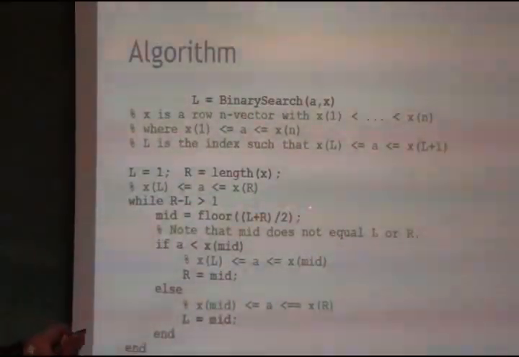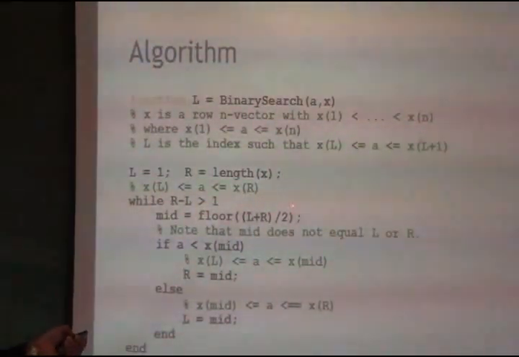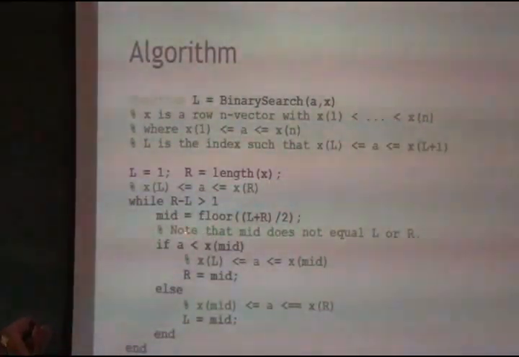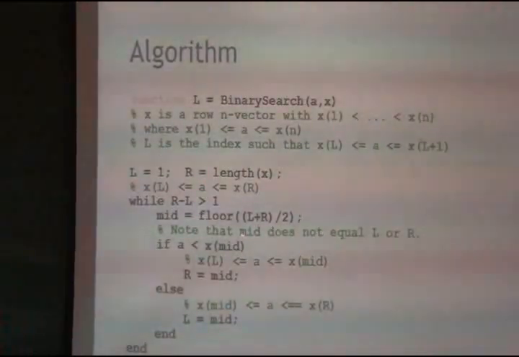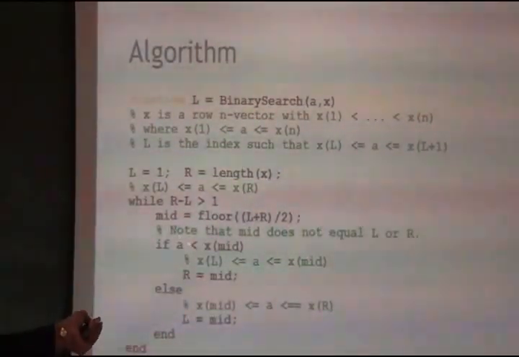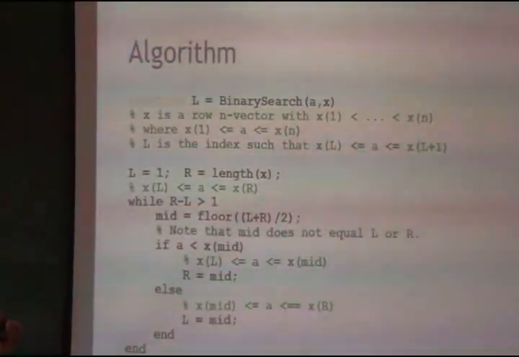Why do we have to put this condition? Because R minus L equal to 1 means there are no other elements, only two elements. So it should be more than two elements. That's why we are putting R minus L greater than 1. Then mid equals floor. We need to find out the middle element, so L plus R divided by 2. This is to find the middle element.